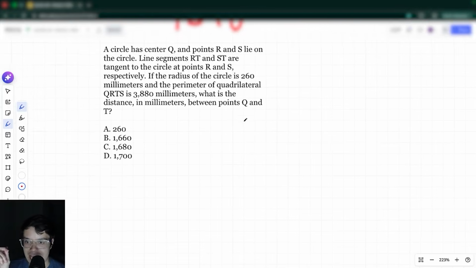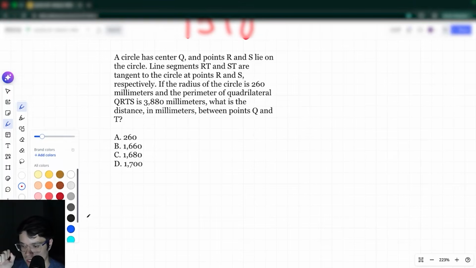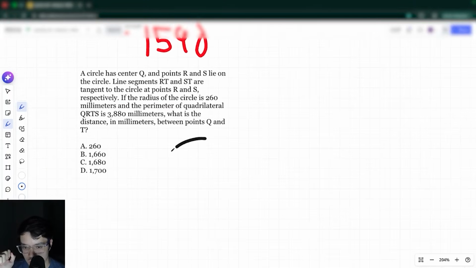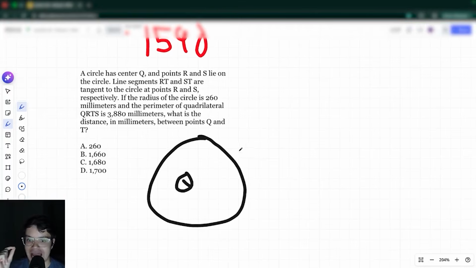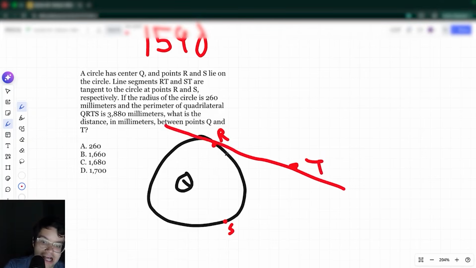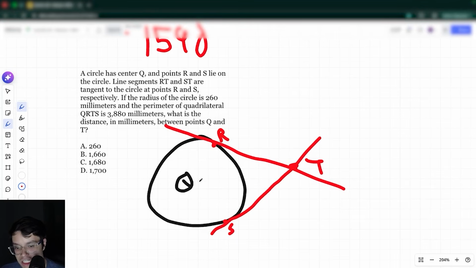Real quick, one with the tangent thing. So if we have a circle here and it has the center of Q, and we have the points R and S that both lie on it. So like that. And then we have a random point T over here. And then it's basically saying it's tangent to the circle. So it only passes through at one point for both of those, but it does intersect at T for sure. Okay, this one kind of looks bad. Okay, like that. And it says the radius of the circle is 260 millimeters.